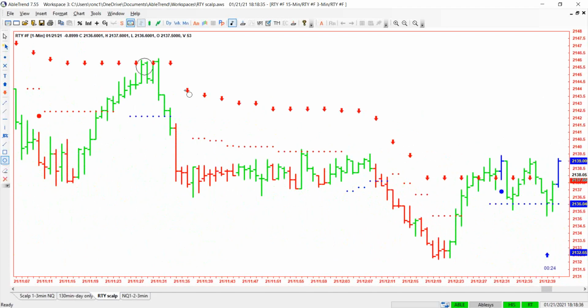That's a winning trade, hits the arrow, bounces off it. That's a losing trade right there. And that would be a losing trade right there. That would be a winning trade right there. So overall, maybe slightly ahead, but let's just call that a couple break-even days today on the scalp chart.